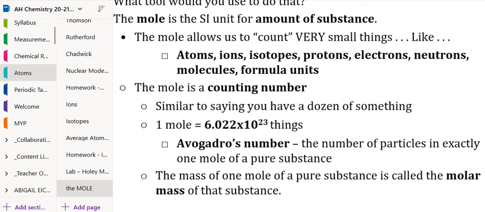So if you look, I've written this ending of things, just like 1 dozen. 1 dozen is 12, whatever you're counting, right? 1 mole is the same way. 1 mole is 6.022 times 10 to the 23rd of anything. So what we're going to use moles to count are atoms, ions, isotopes, then parts of atoms, so protons, neutrons, electrons, and then we will get to molecules and formula units when we talk about bonding.